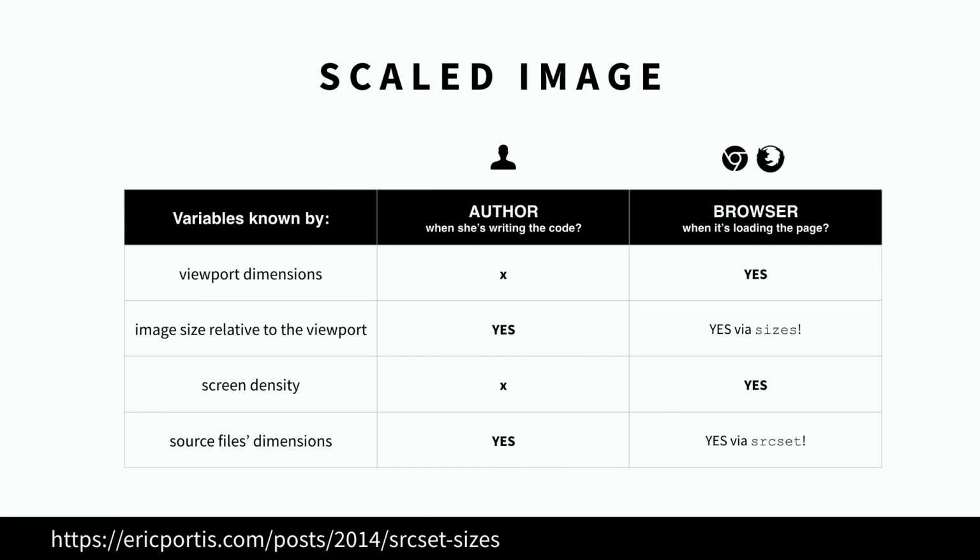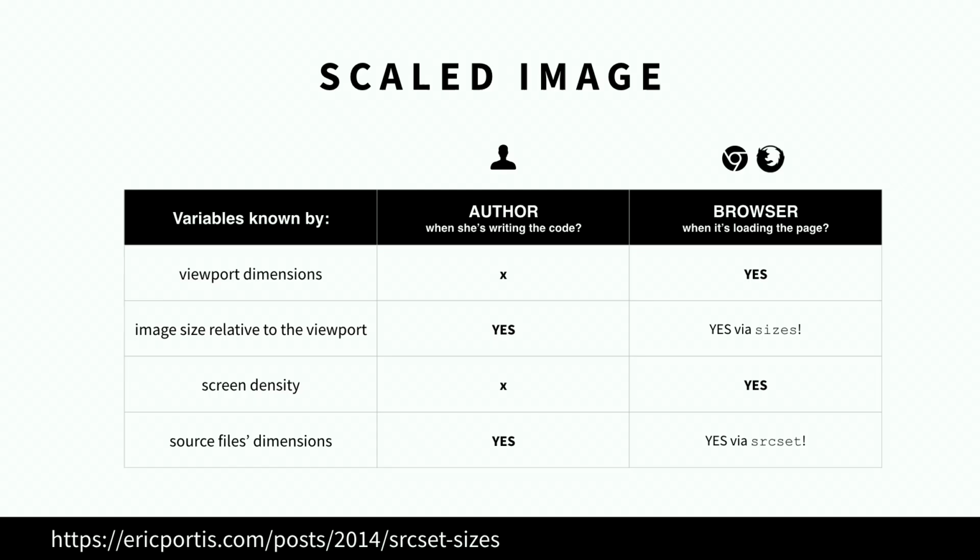On this URL, you can see a super long post about it, and it's super well explained. But just to take a fast look at it, as the author, there are four variables that you have to take into account. The first one will be the viewport dimensions. If you are the author, the person that is writing the code or is configuring the website, you won't know if the final user is using a big or a small display, but the browser actually has this information.